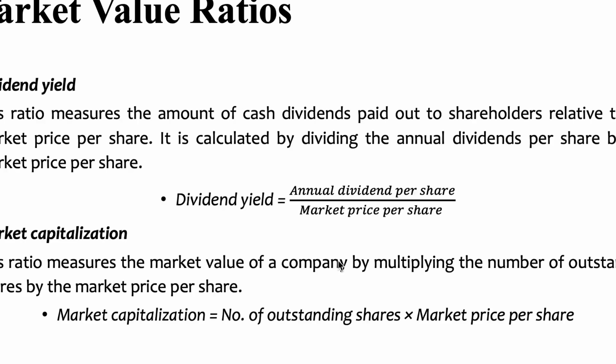The higher, the better. Then we have the dividend yield, which measures the amount of cash dividend paid out to shareholders relative to the market price. You compare the dividend in relation to the market price of the share. So it is annual dividend per share all over the market price per share. And we have the market capitalization, which measures the market value of the company. When you want to know how big the company is, we normally use the market capitalization, and it is computed by multiplying the number of outstanding shares times the market price per share.